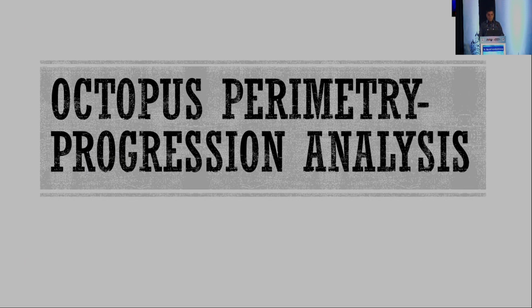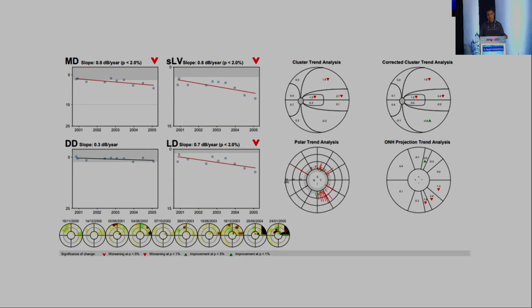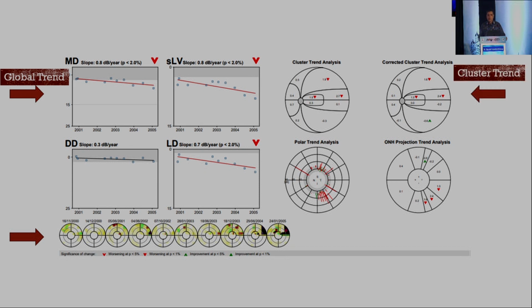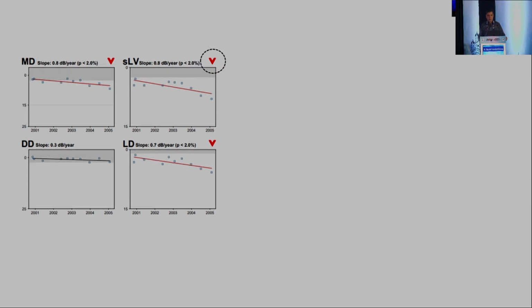Coming on to the progression analysis. This is how a representation of the progression analysis looks. On the bottom you have the color scale, an overview of all the fields which you have used for progression. And then the trend analysis of the 4 indices which we have already described. And then you have the cluster trend analysis on the top right and the polar trend analysis on the bottom right.